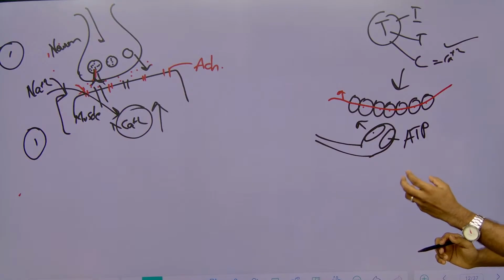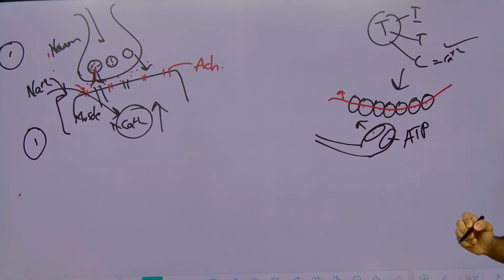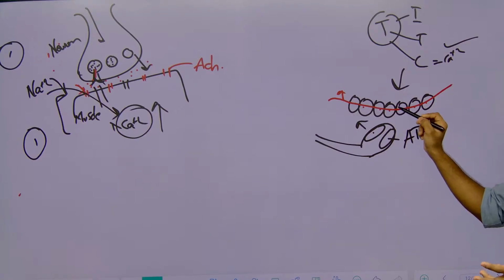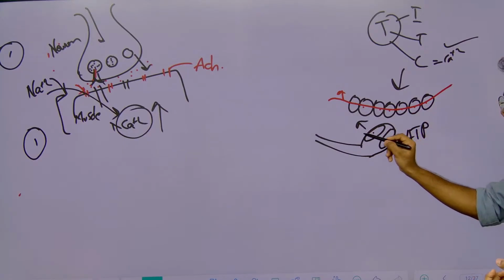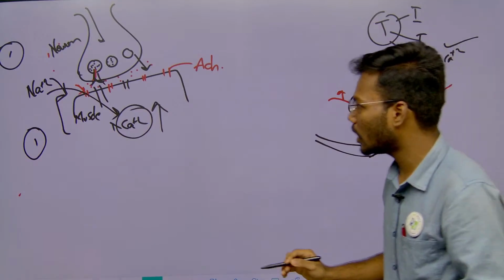Now because of the release of calcium, these sites get exposed. Whenever the sites are exposed, all these myosin will bind to these actin molecules. Let's see how they are going to bind.